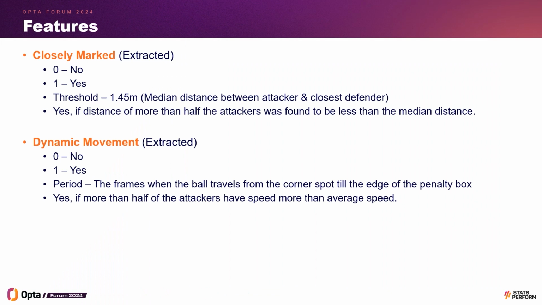The same thing was done for dynamic movements, seeing the threshold of the data distribution for the speed that the attackers had for a particular corner situation, and deciding whether they made dynamic movements to get to the ball location or not. That's about the features and how they were extracted. Coming on to some exploratory analysis from the data.